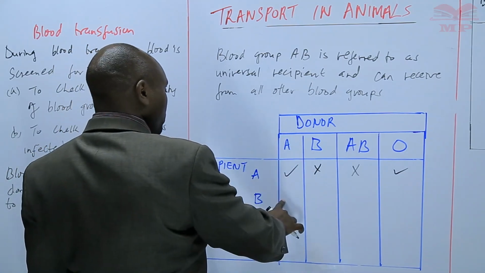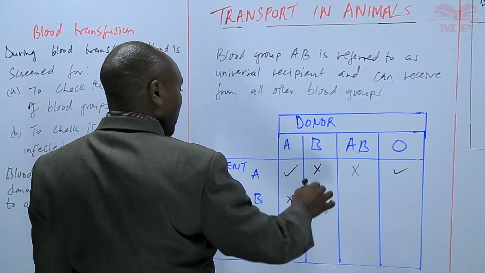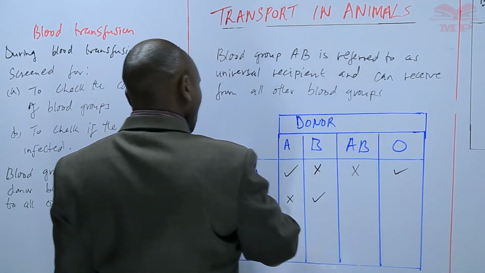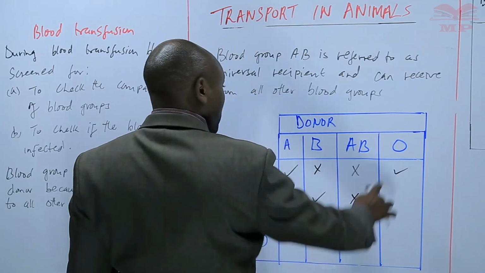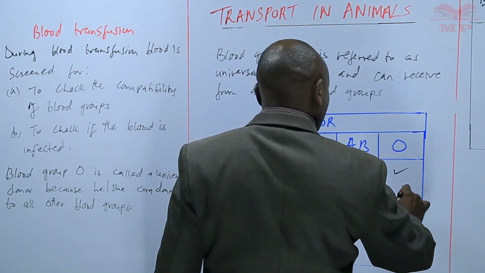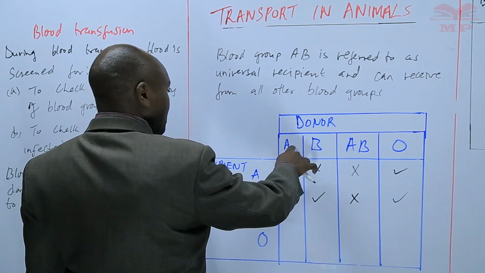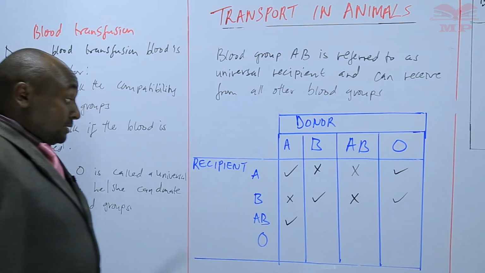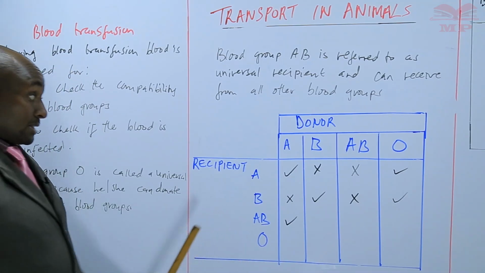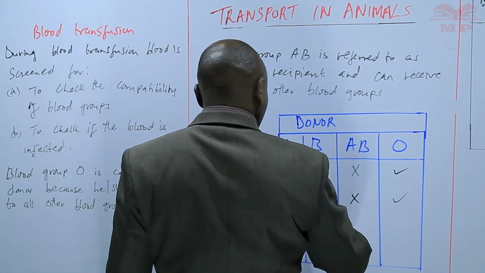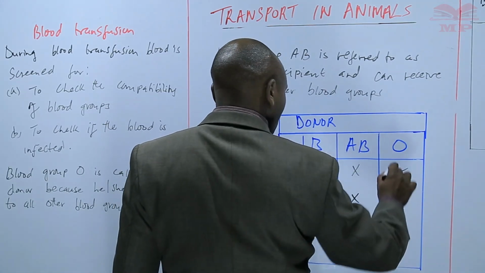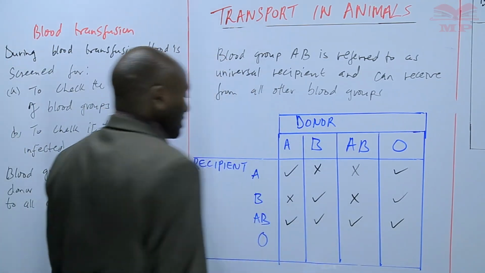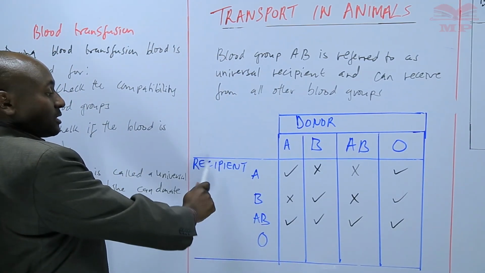If A donates to B, recipient, that one is not compatible. B donating to B, that is compatible. AB donating to B, that is not compatible. But O donating to B, that is compatible. And then if the donor is A, donating to AB, that is compatible because AB is a universal recipient. B can also donate to AB. AB also can donate to AB, and O can also donate to AB. So all the four ticks show that AB is a universal recipient.